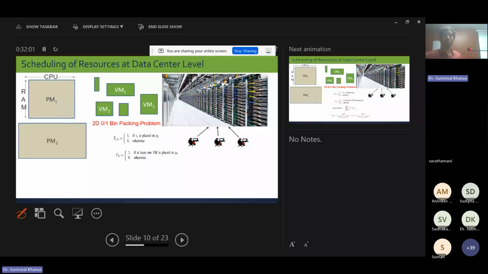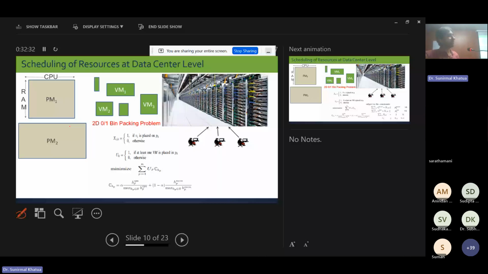Now what is our objective? The objective has to minimize the sum of U_k into the cost of using that bin, because they are heterogeneous. So using each separate bin has a separate cost. Now U into C means U means it is used and C means the cost of that. So we have to take a sum of this and that has to be minimized. And the cost can be a weighted average of the two dimensions, the CPU and the RAM.